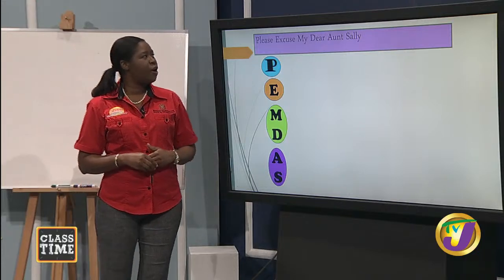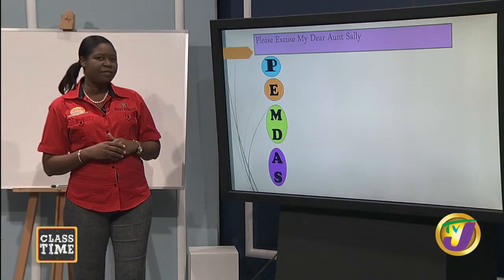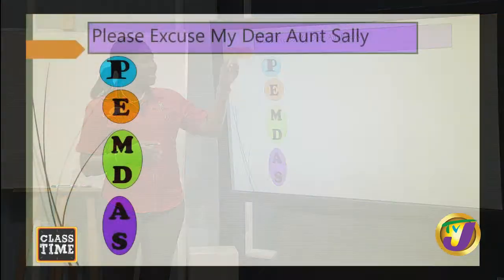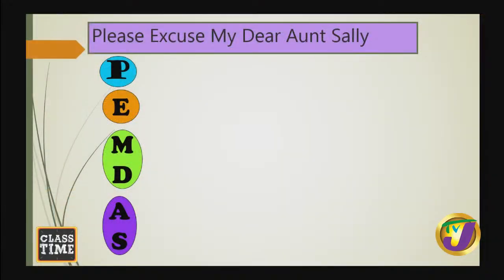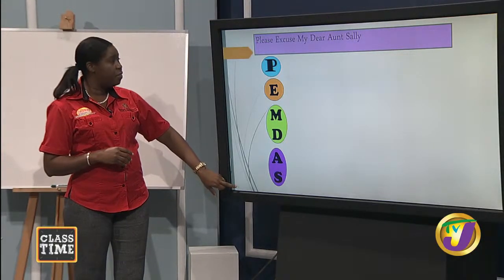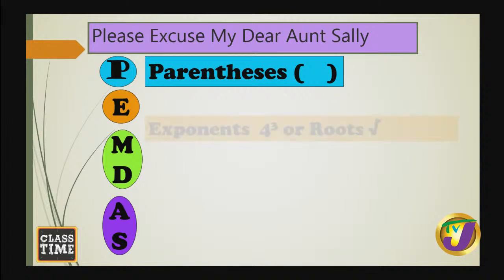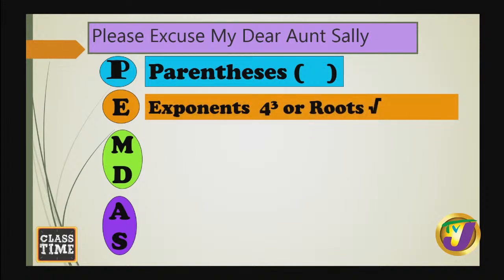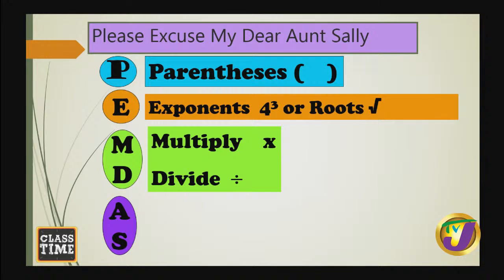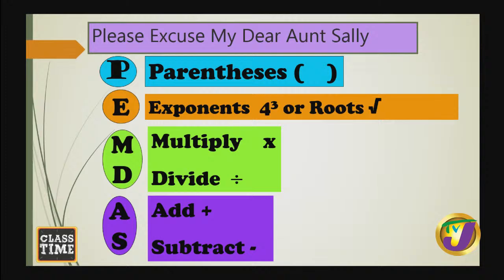So we have heard of the acronym PEMDAS. And to make it easy for us to remember, please excuse my dear Aunt Sally. Now the P represents the parentheses, which we call brackets. The E, exponents or roots. M for multiplication and D for division, and A, you guessed it, addition, and S, subtraction.